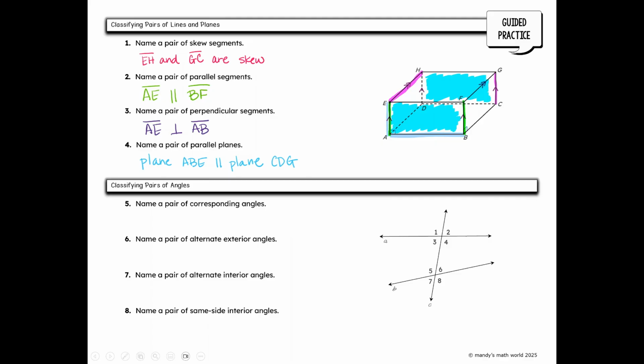So now let's move on to classifying pairs of angles. So here, obviously, I have 2 lines right here, and I have this transversal C. How do I know that that's the transversal?